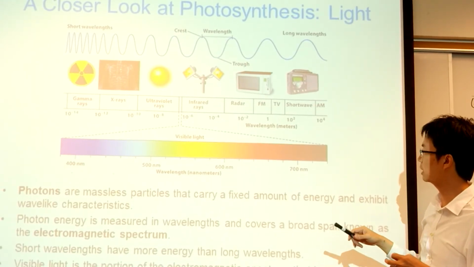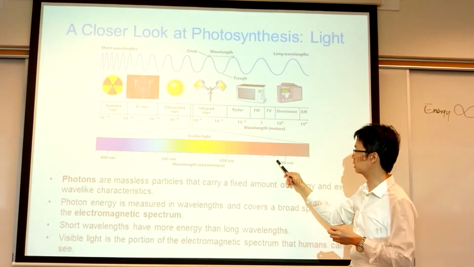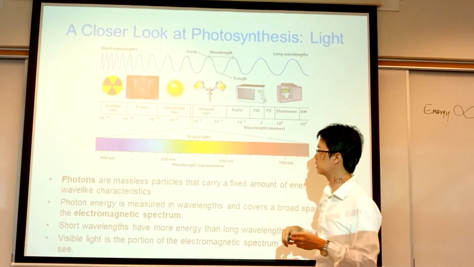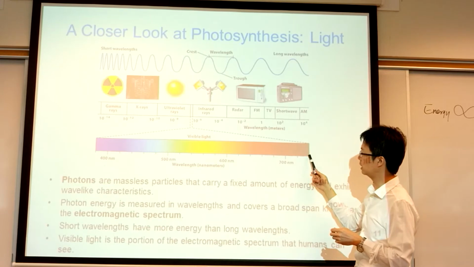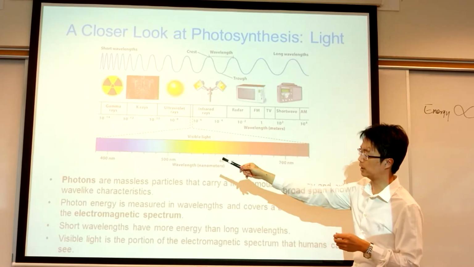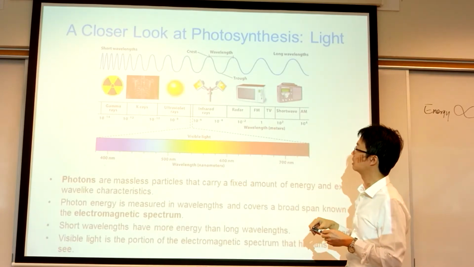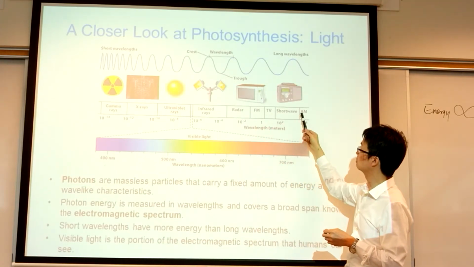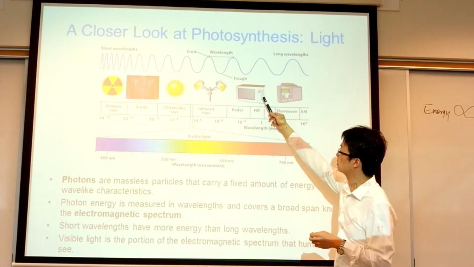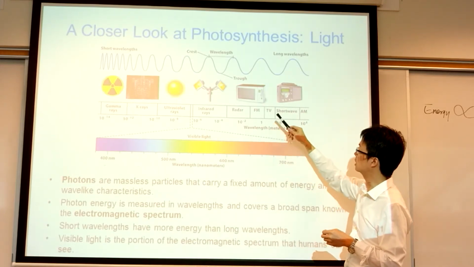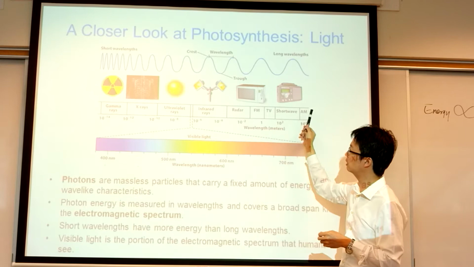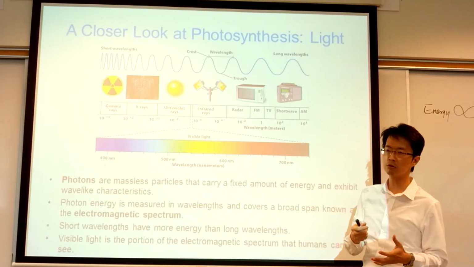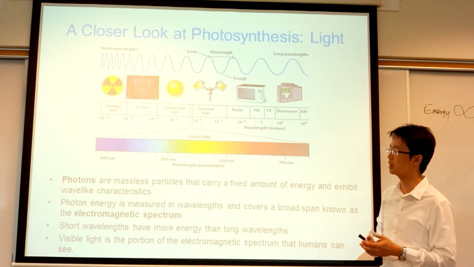You can see that red light has the longest wavelength. Purple light has the shortest wavelength. But red light has a lower energy than the purple light. Similarly, if you look here, we have microwave, TV wave, radio wave. All these have long wavelength, but they have low energy, so they are not harmful to the human body.